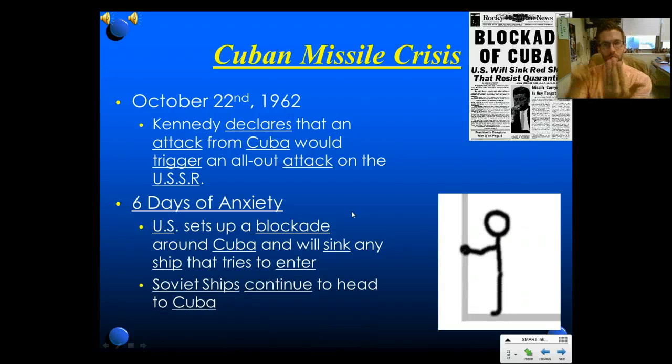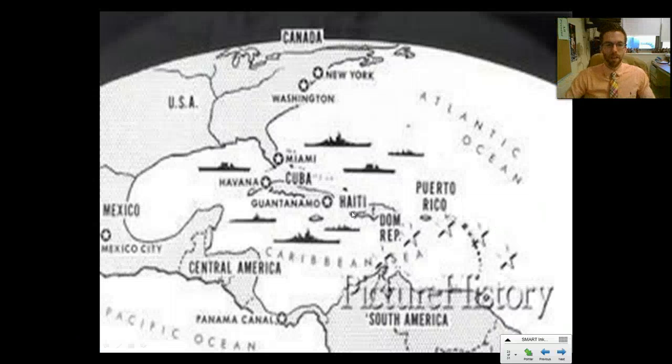Well, so we're around Cuba, the Soviet ships are coming, and it's like a game of chicken. Here's us, here's them. Somebody's going to have to move, because if they get to us, we said we're going to shoot them. They said if we shoot them, they're going to bomb us. Somebody has to give, okay?